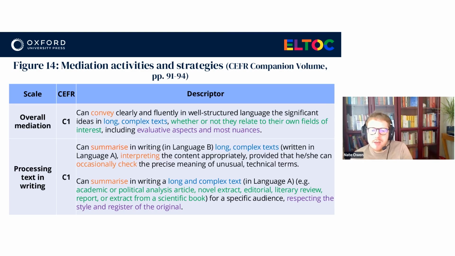And then in the green, what we've got are the kind of text genres, really, and any information related to genre. So articles, novels, editorials, literary reviews, extracts from scientific textbooks. And as you can see in the first descriptor, whether or not they relate to your own field of interest. So at this point, apparently in C1, test takers or students, learners, should be able to deal with longer or more complex texts which are outside of their own expertise, supposedly.